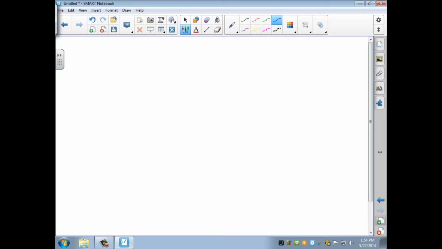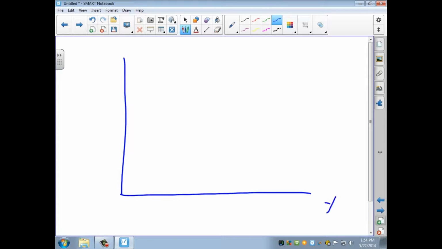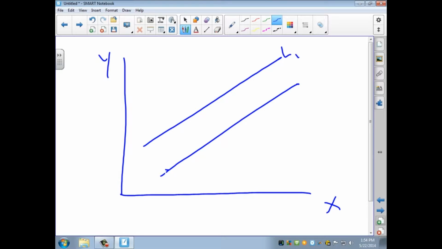Now, two lines can also have similar or the same slope. In that case, the two lines would be parallel to each other, such as L1 and L2. The relationship between L1 and L2 is that they have the same slope.